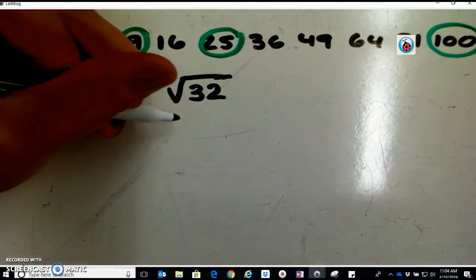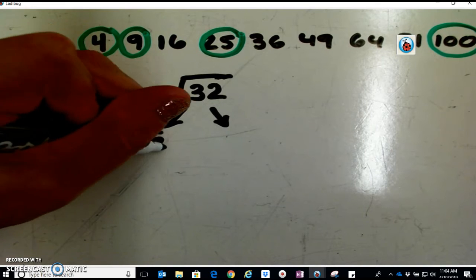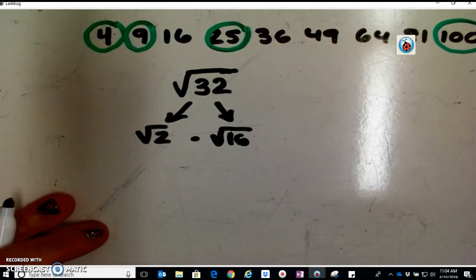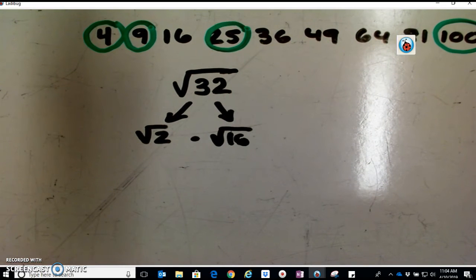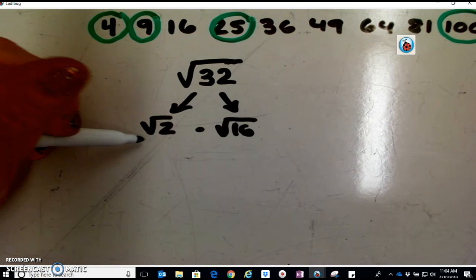So if we were to start off, I could have said this breaks up into the square root of 2 times the square root of 16. If I happen to choose those two factors, that makes my life so much easier. Well, this is already simplified.